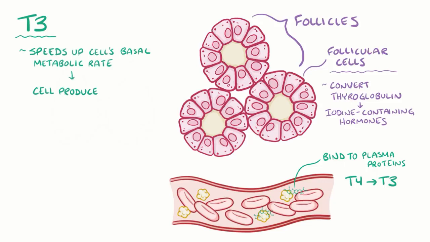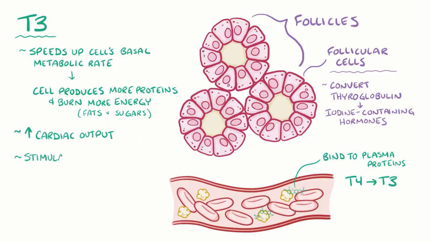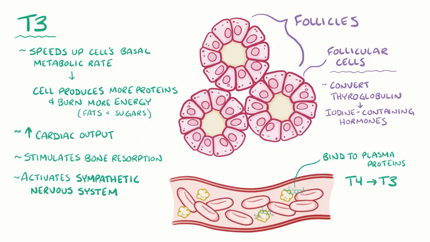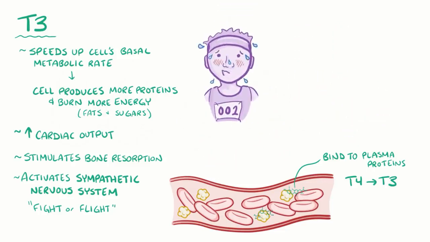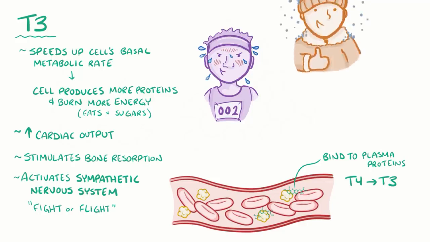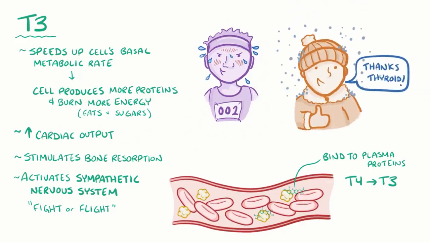So as an example, the cell might produce more proteins and burn up more energy in the form of sugars and fats. It's as if the cells are in a bit of a frenzy. T3 increases cardiac output, stimulates bone reabsorption, thinning out the bones, and then activates the sympathetic nervous system, the part of the nervous system responsible for our fight or flight response. Thyroid hormone is important, and the occasional increase can be really useful when you need a boost to get through the final rounds of a sporting competition, or when you're trying to stay warm during a snowstorm.